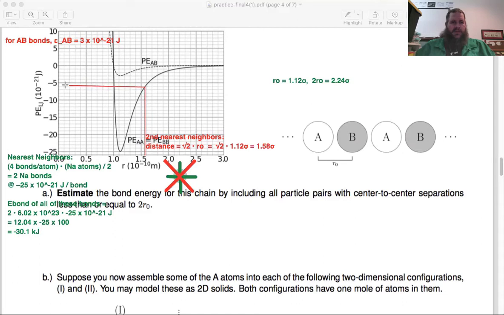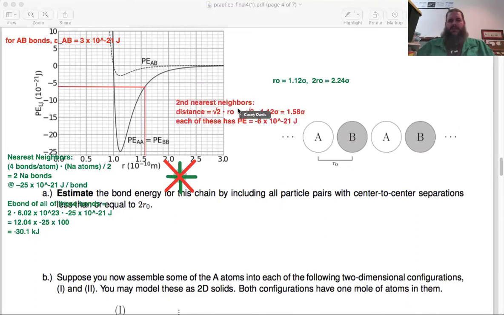That looks like pretty close to -6 times 10 to the -21st. So based on the graph, I'd say 1.58 sigma is associated with an energy approximately -6 times 10 to the -21st. So each of these has energy -6 times 10 to the -21 joules. That's the energy of one of those diagonal bonds. Any questions on that so far?